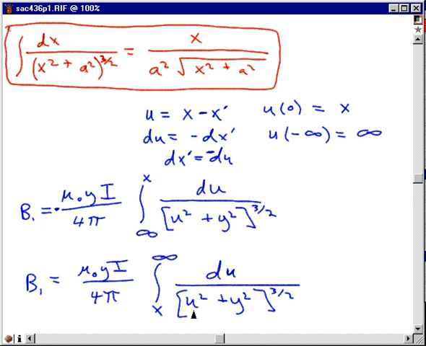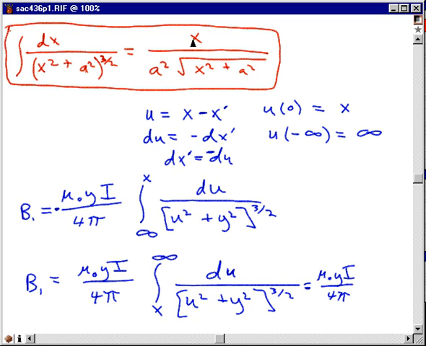This does look, it has the same form as the integral up here. So this just becomes, I'm going to squeeze it in here just so I can see it. So mu 0 yi all over 4 pi. So I can be looking at both pieces at the same time.